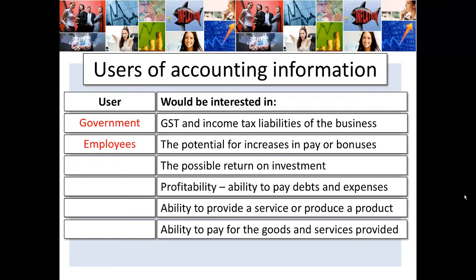Employees. Possible return on investment. Investors. Profitability, the firm's ability to pay the debts and expenses it's incurring. Managers. Ability to provide a service or produce a product. Which user of accounting information would be interested in that? Customers. And the ability to pay for goods and services that had been provided to the firm. Suppliers would be interested users of accounting information there.